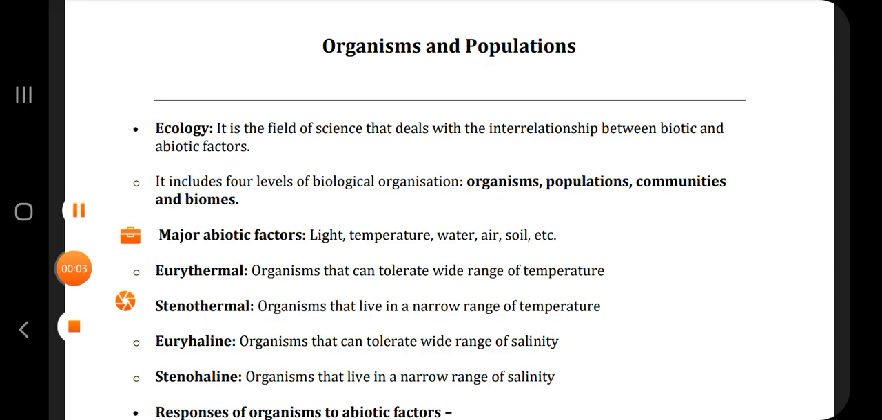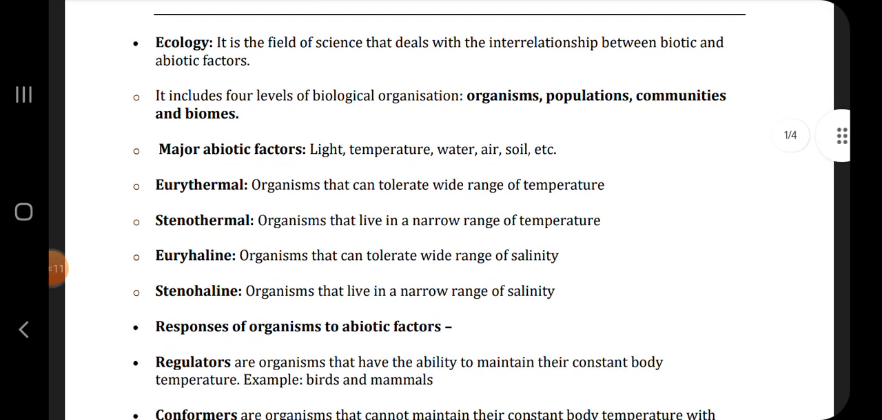In this video lecture, we will cover a new chapter of biology, that is organism and population. First point, what is ecology? It is a field of science that deals with the interrelationship between biotic and abiotic factors. It includes 4 levels of biological organization: organism, population, communities and biome. Major abiotic factors are light, temperature, air, water, etc.